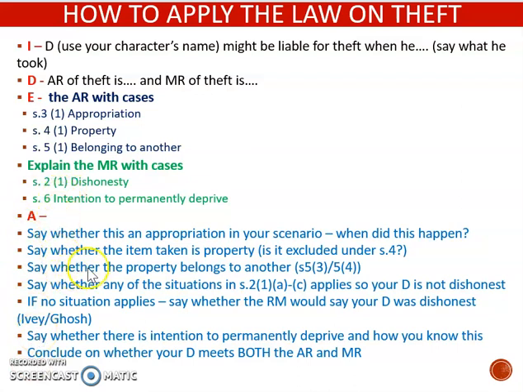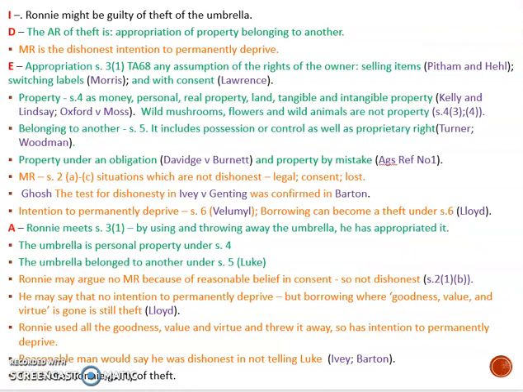On my next slide, I've done a bullet point mark scheme for the Ronnie scenario. So here's my scheme. I've done the actus reus in green, mens rea in orange, and I've put the cases in purple for you. I'm running out of time on my recording here, so I'm going to go straight into explaining the application, but we know what we're doing with our I, our D, and our E now anyway.